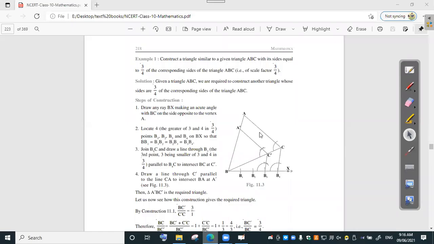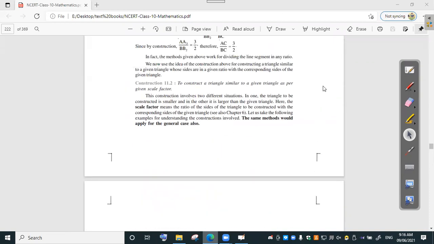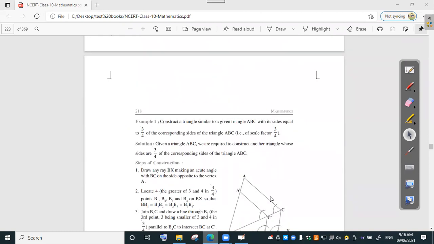Now we have the second type of construction. The first type we have done was dividing a line into the given ratio. Now we construct a similar triangle to a given triangle as per the given scale factor. The scale factor will be given, so we have to draw a similar triangle to the given triangle.